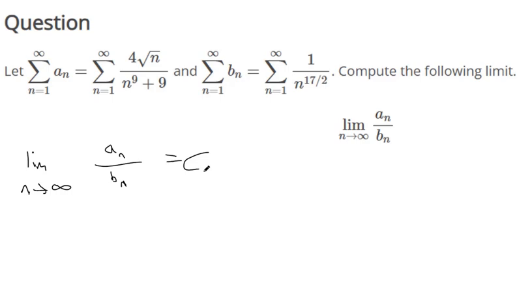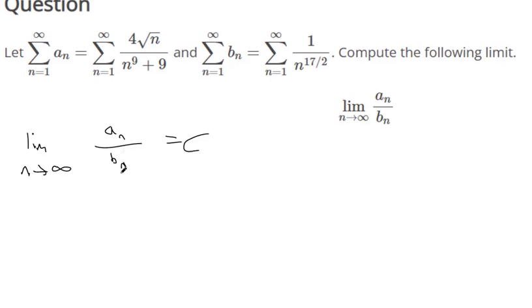Okay, so we need to know, this one looks like a p series, so we know this one is going to converge because n is to a power greater than 1. So if this limit comparison test works and we get a value for C, we know this is going to converge.